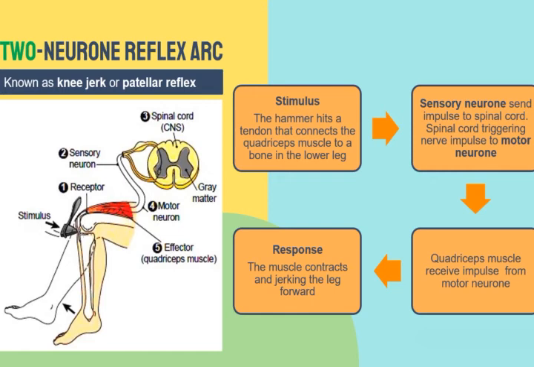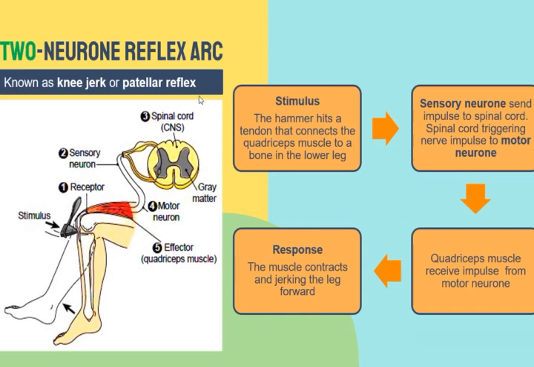Okay, so let's go to the reflex arch here that involves two neurons. What are the two neurons involved here? They are the sensory neuron and only the motor neuron. Only two types of neuron are involved here.